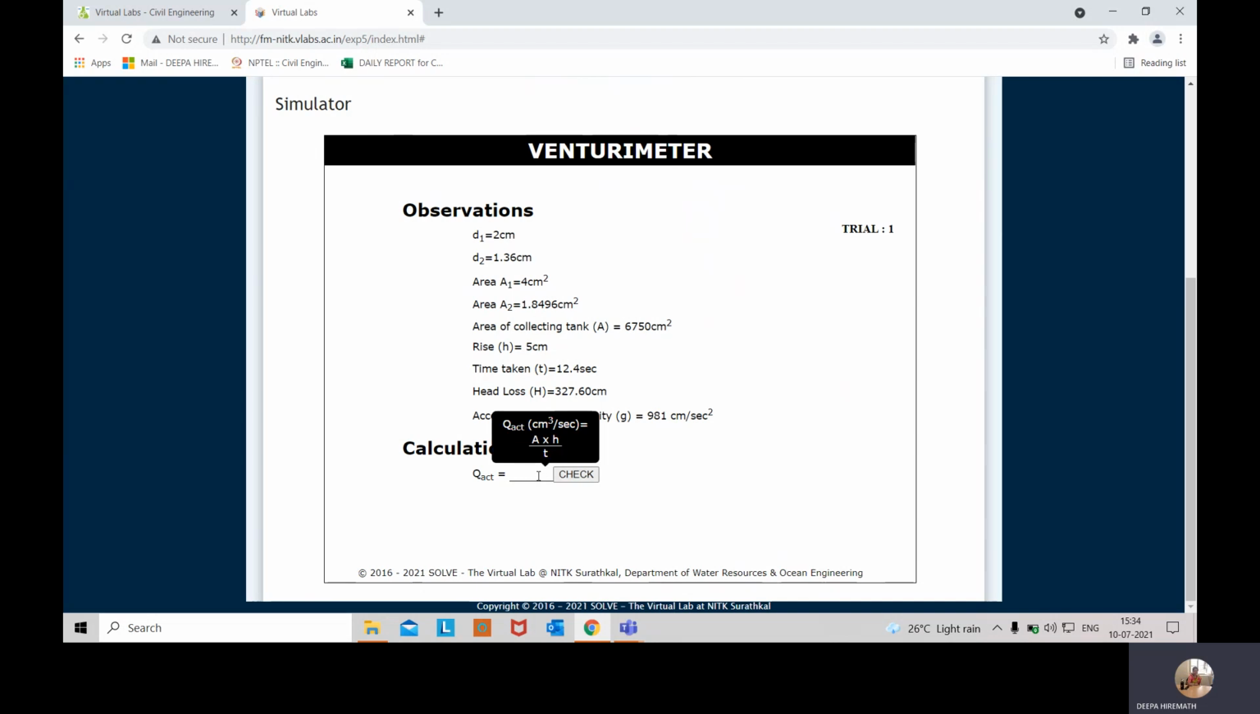Here the time taken was 23 seconds. After this, we are going to find the Q actual value. It was found to be 1467.39. Q theoretical is found using the formula A1 into A2 into root of 2GH, divided by root of A1 square minus A2 square. So Q theoretical was found to be 1672.386. Therefore, the coefficient of discharge CD was found to be 0.88. So this is trial 1.